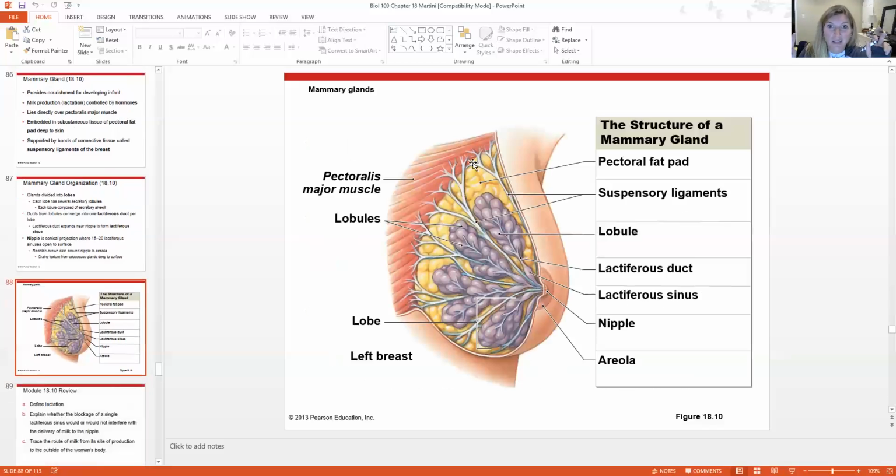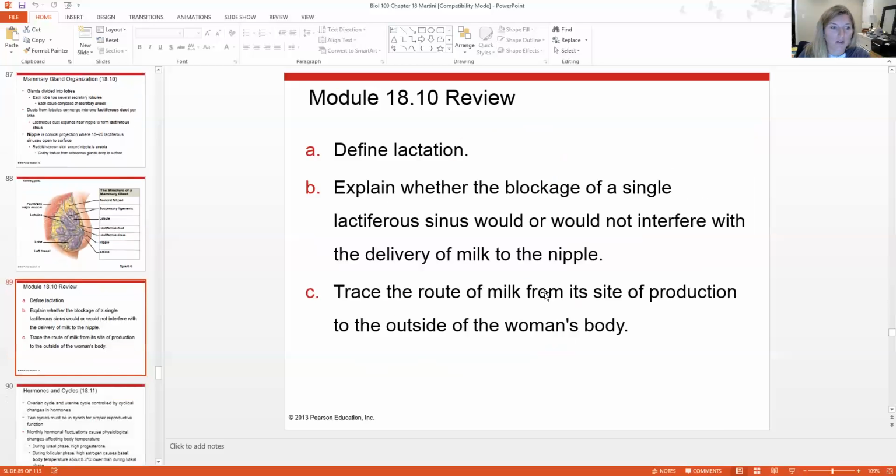This is why you get a little saggier as you get older, and after you have nursed, obviously, because they've been stretched out from all that milk being in there. The lobules, the lactiferous ducts draining into the lactiferous sinus, and then the nipple with several openings on the areola. You can answer these 3 questions by pausing the video and going back and reviewing.